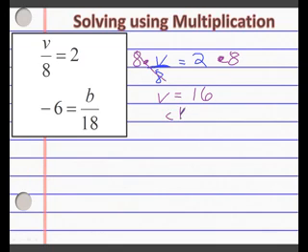So I'm going to check my problem here. V, or 16 over 8, equals 2. And 16 divided by 8 is 2, so our solution is correct.